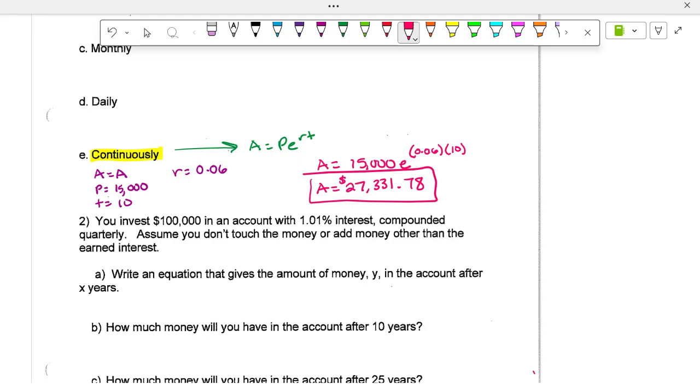And again, I know PERT is going to be the easiest one to remember. You can only use PERT if it says the distinct words compounded continuously. If it does not say compounded continuously, do not put it in PERT. If it says compounded monthly, that does not go in PERT. If it says compounded daily, that does not go in PERT. PERT is strictly compounded continuously. Otherwise, it goes in the other formula we just learned.